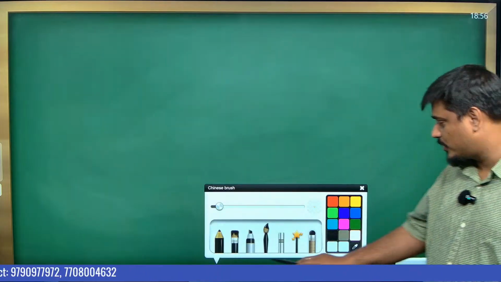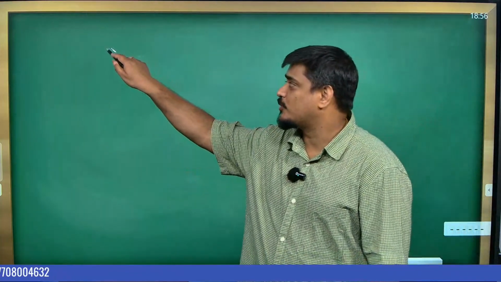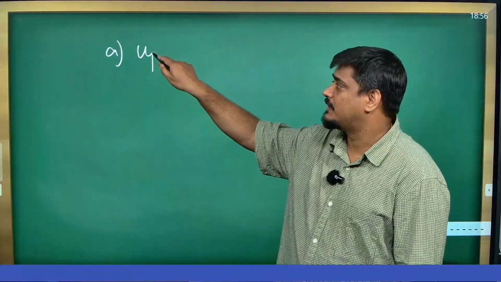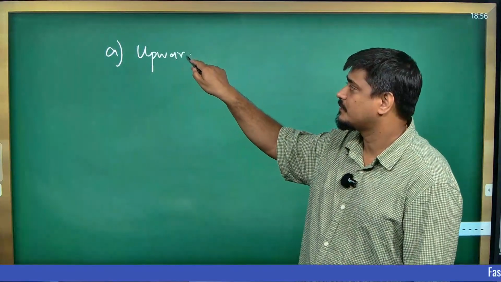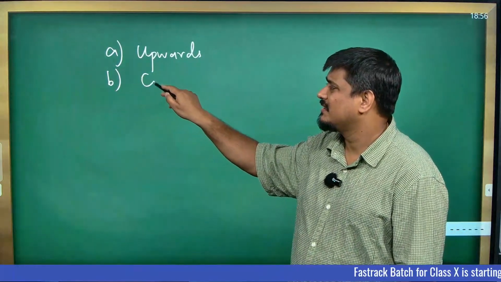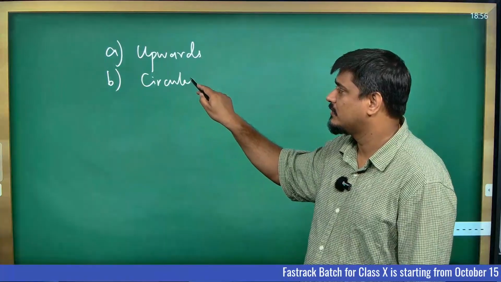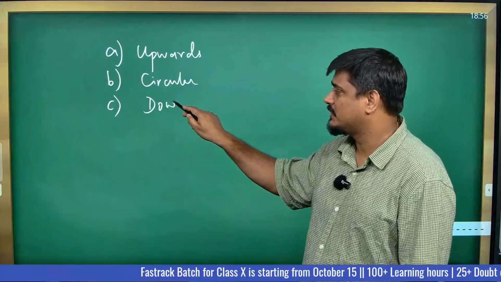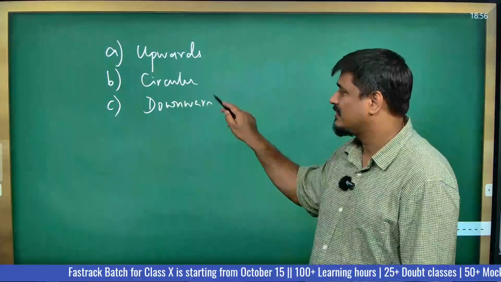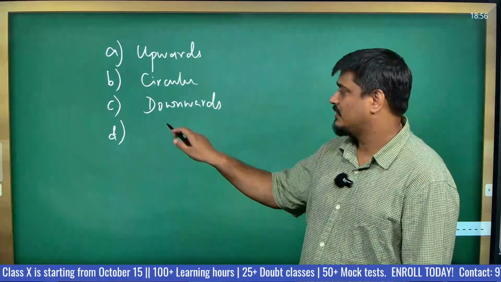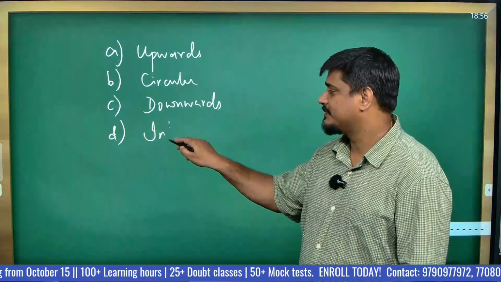Options I am giving you to confuse you more. First option is upwards. Second option is circular. Third option is downwards. Fourth option is into the plane.